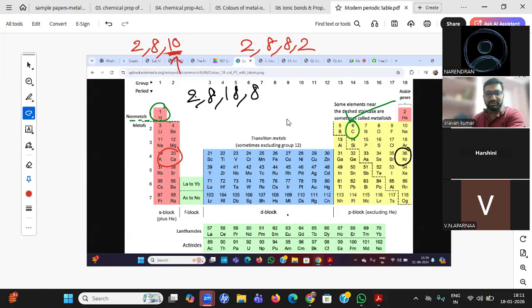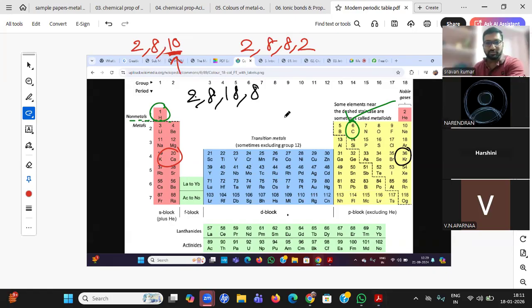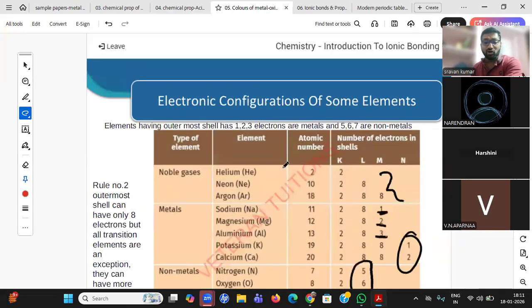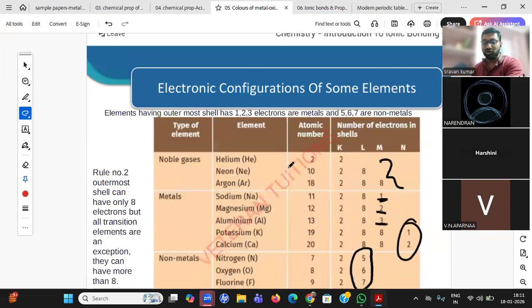Yes, Narendra. So why can't it be 2, 10, 8? 2 comma 10, 8. I mean, 2n square, right? The formula is 2n square. The second orbit can hold a maximum of 8 electrons. Okay, sir. Yeah, Harshini, clear your doubt? Yes, sir. Okay. So the outermost orbit can only hold 8 electrons. It can't hold more than 8 electrons.